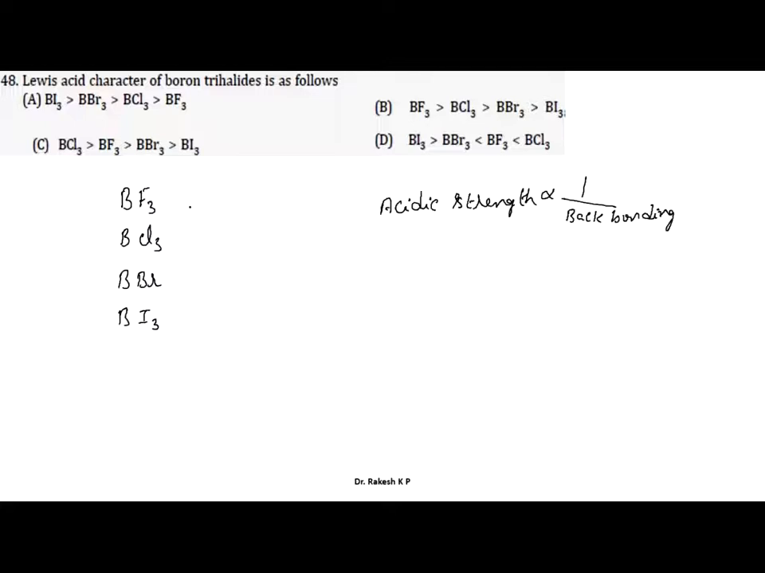So now we have to identify the particular back bonding. We know that among the halogens, fluorine is the most electronegative, but its size is very small. If the size is small, the electron density is the maximum here.